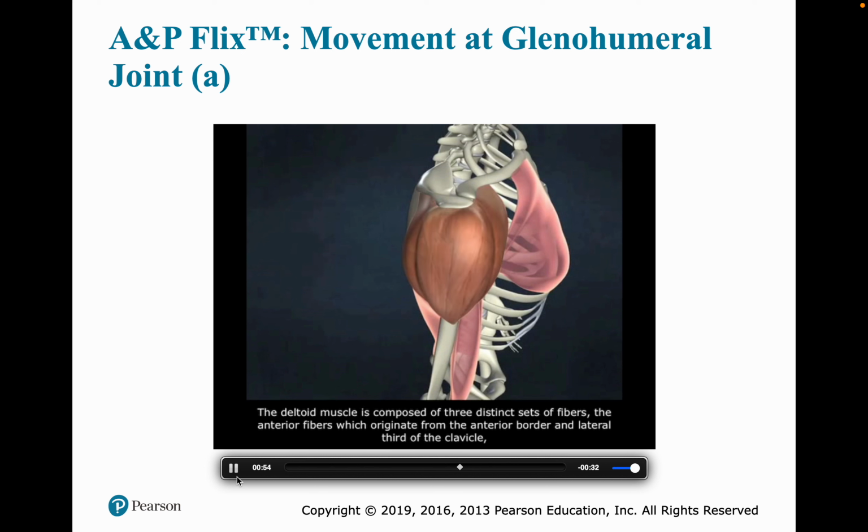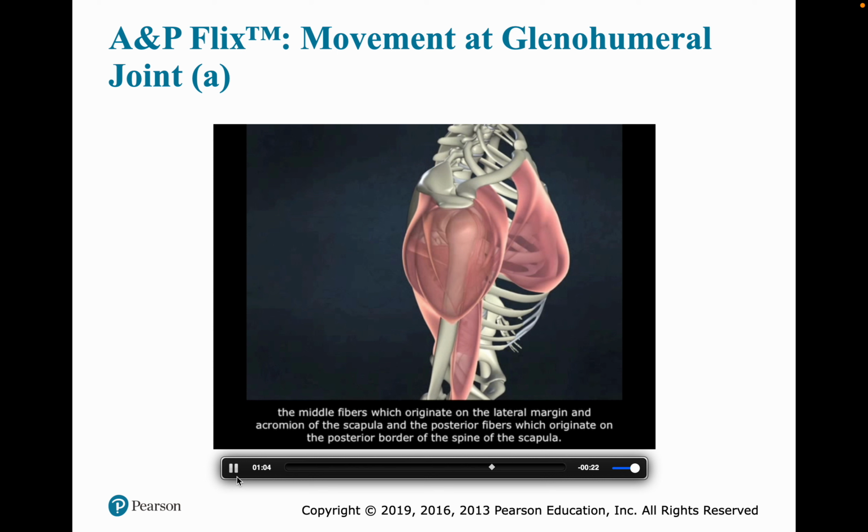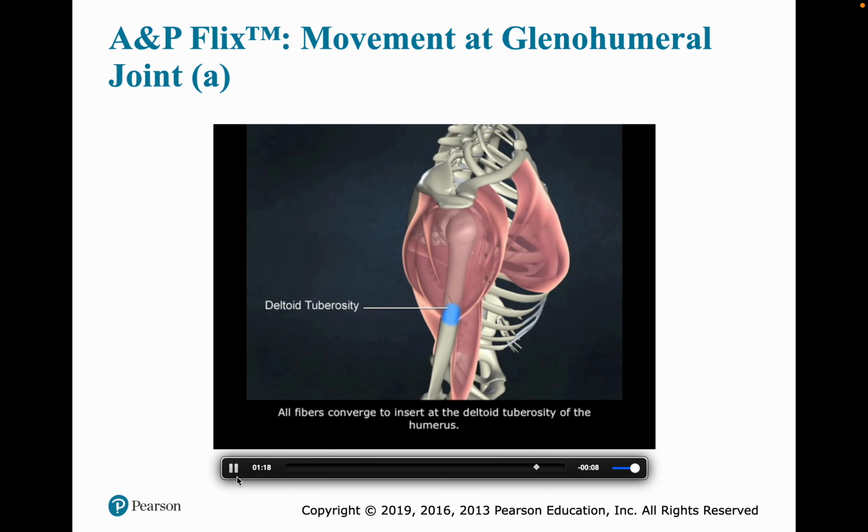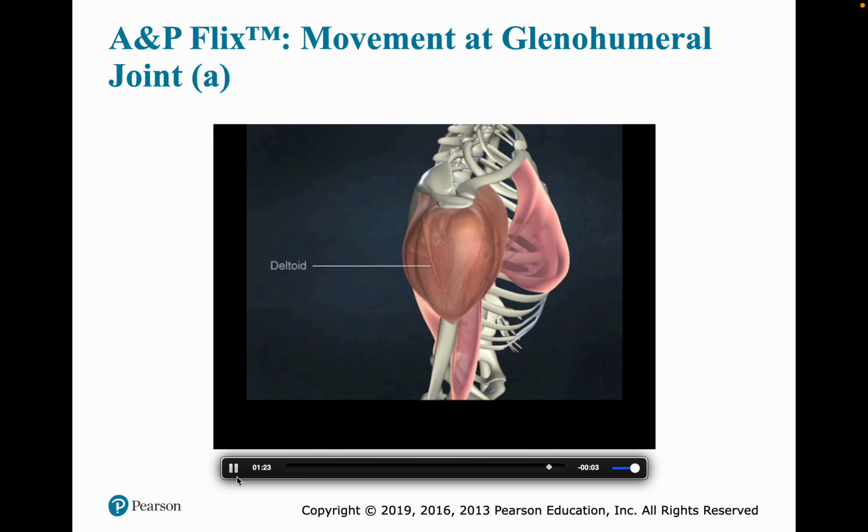The deltoid muscle is composed of 3 distinct sets of fibers: the anterior fibers, which originate from the anterior border and lateral third of the clavicle, the middle fibers, which originate on the lateral margin and acromion of the scapula, and the posterior fibers, which originate on the posterior border of the spine of the scapula. All fibers converge to insert at the deltoid tuberosity of the humerus.